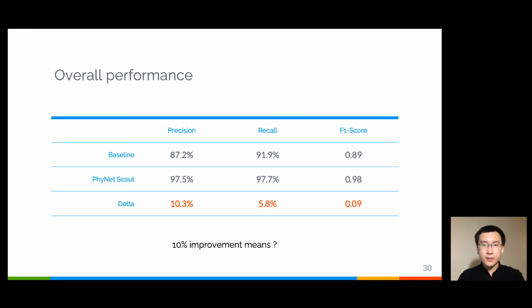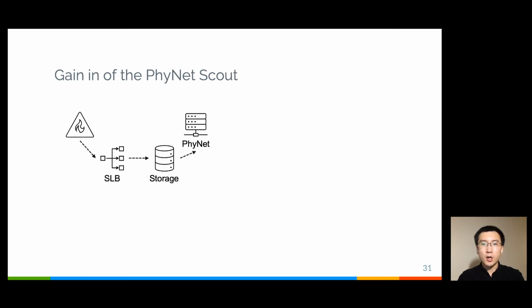But what does this 10% improvement mean? How can this 10% improve the incident routing system? To show the benefit of a Scout, we introduce another metric called gain. The gain is the amount of time we could save when the Scout makes the correct prediction while the baseline is wrong. Depending on whether the incident is resolved by Phynet, there are 2 types of gains. The gain-in calculates how much time we could save by accepting one incident and sending it directly to Phynet. This describes the amount of time we could save for other teams.